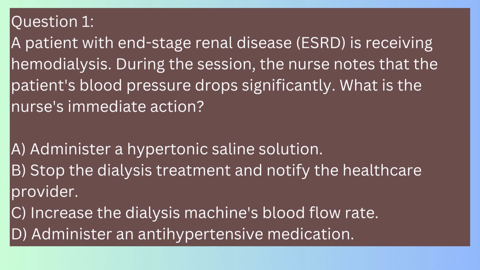Question 1. A patient with end-stage renal disease (ESRD) is receiving hemodialysis. During the session, the nurse notes that the patient's blood pressure drops significantly. What is the nurse's immediate action? A. Administer a hypertonic saline solution. B. Stop the dialysis treatment and notify the healthcare provider. C. Increase the dialysis machine's blood flow rate. D. Administer an antihypertensive medication.